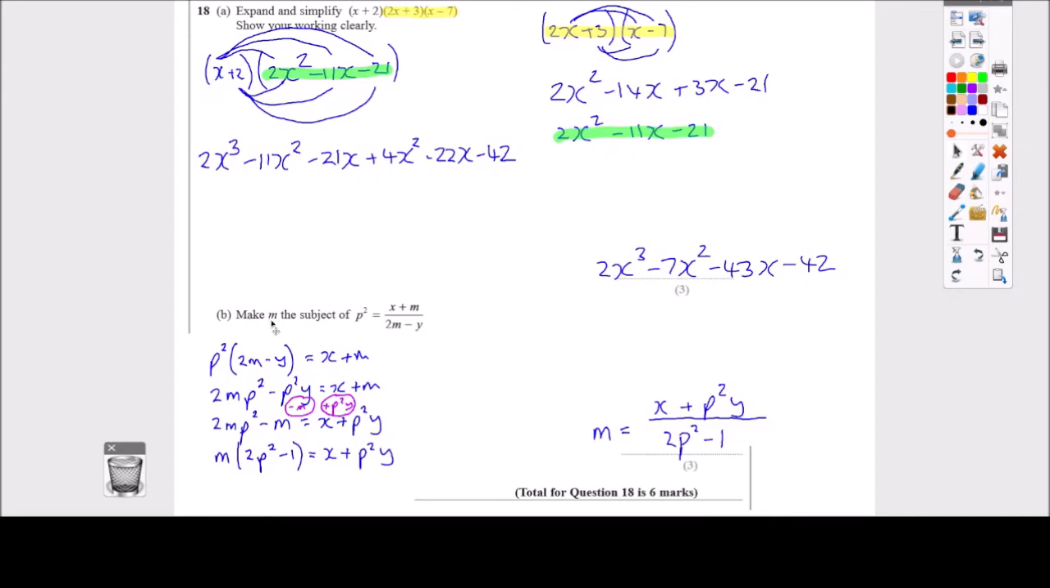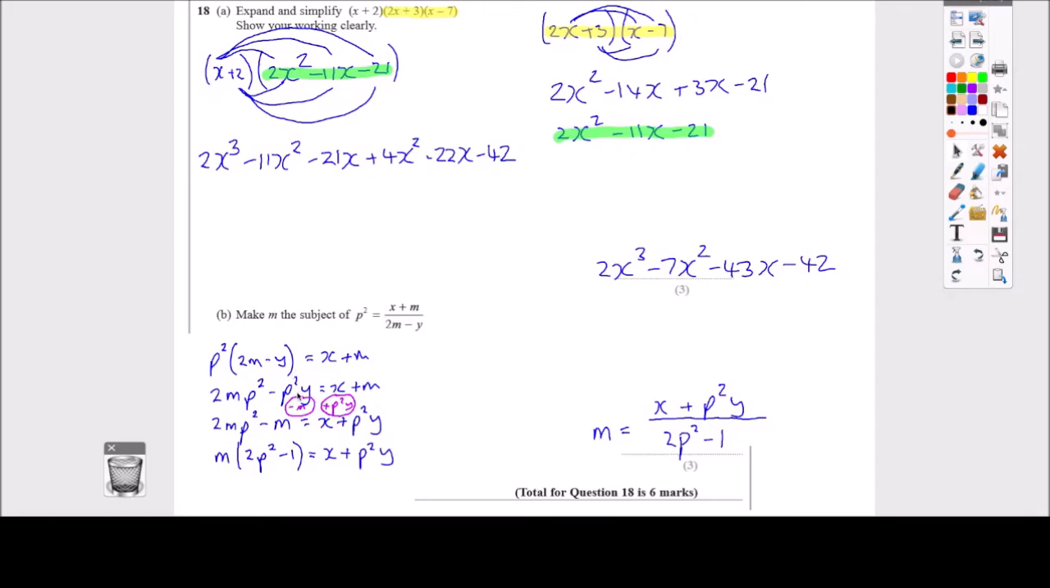Now, for part B, make m the subject of this. So first step, we want to move away from having a fraction. So choose to multiply both sides by 2m minus y. So I get p squared times 2m minus y equaling the numerator on the right-hand side. Now do the claw. So this first p squared times 2m gives me 2mp squared, and p squared times minus y is minus p squared y.